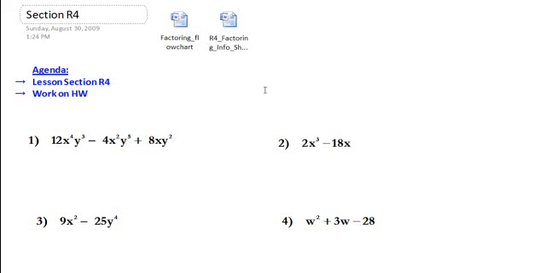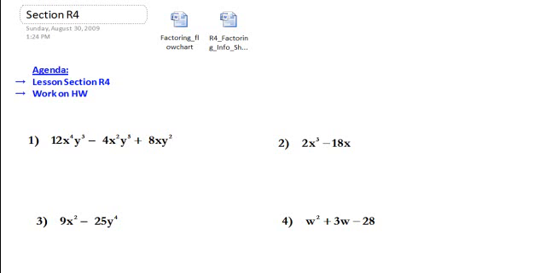Today's lesson is section R4. This lesson is focusing on how to factor binomials, trinomials, and polynomials with 4 terms. We'll divide this section up into 2 parts. We'll focus mainly on binomials, trinomials, and polynomials with 4 terms. And then the second day we'll focus on how to factor binomials with a degree of 3. These are called a difference of perfect cubes and a sum of perfect cubes.